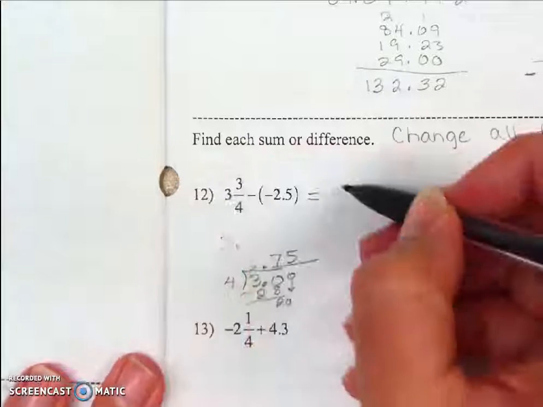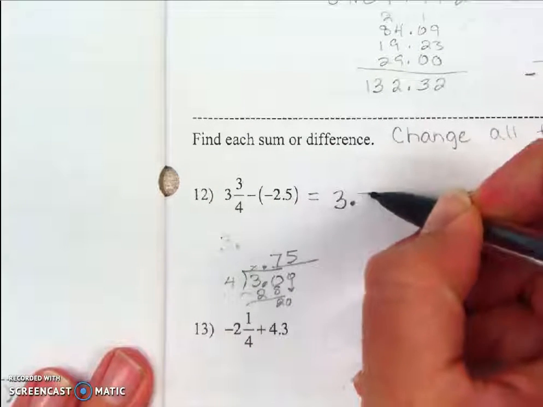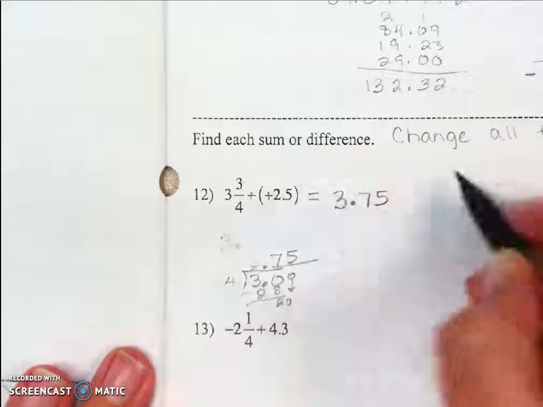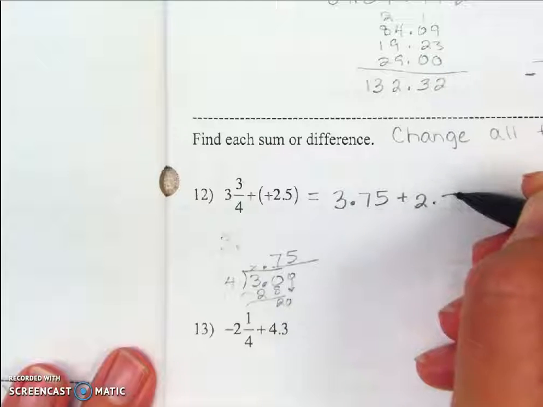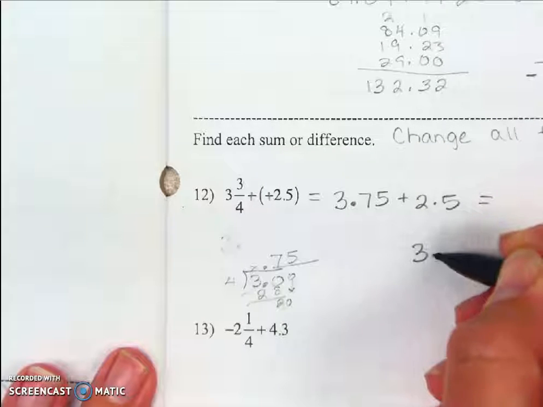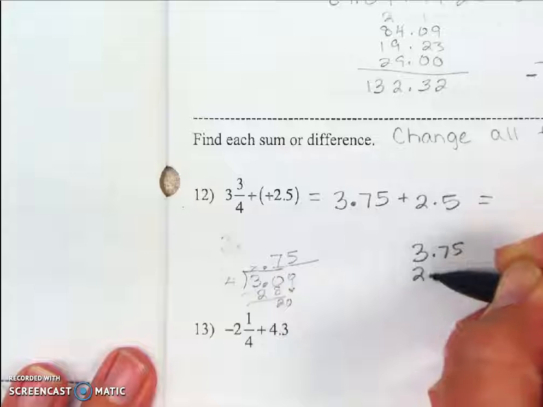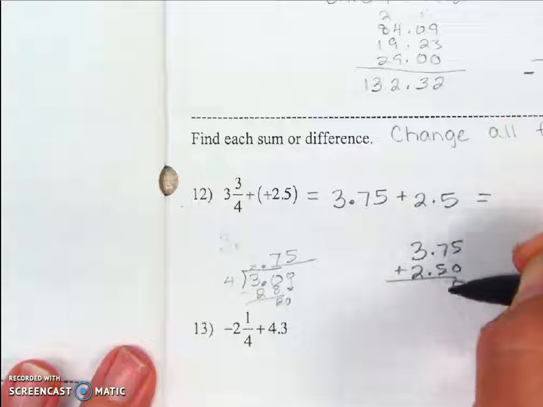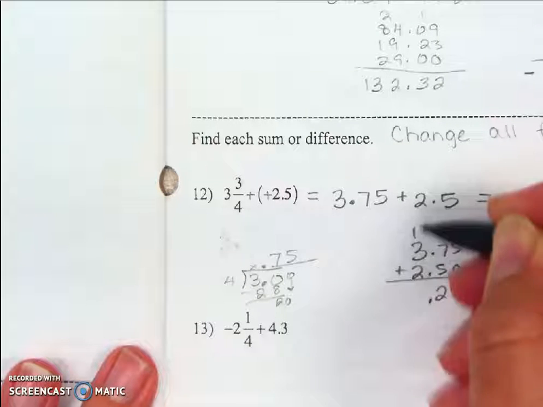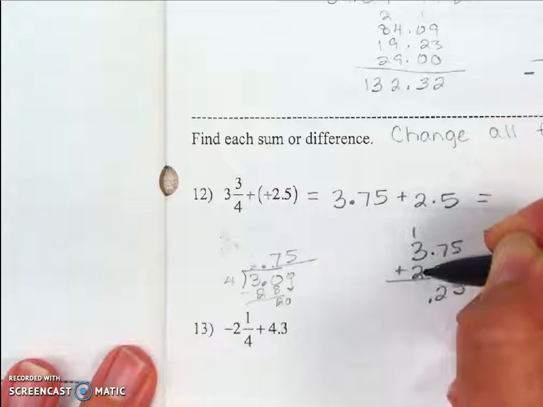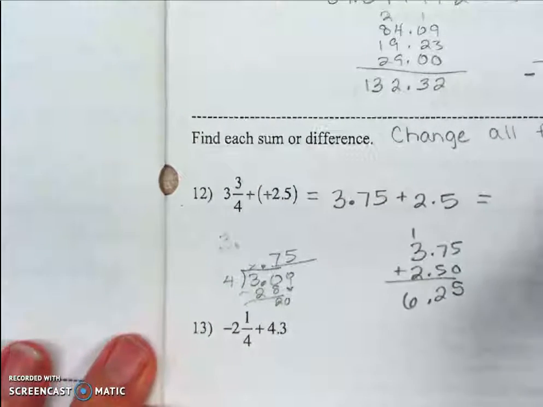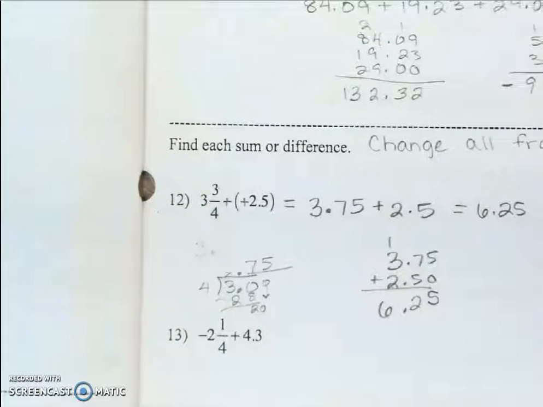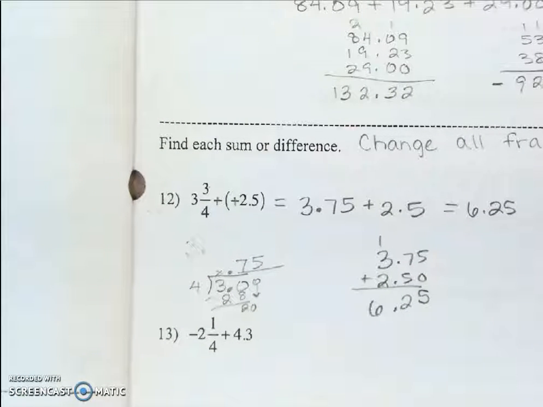So that means 3 3/4 can be rewritten as 3.75. Minus a negative means add the opposite. So we're going to add 2.5 to that. And so our overall answer is pretty simple to figure out after that part. We can add it up. 5 and 0 is 5. 7 and 5 is 12. Carry the 1. That's 4 and 5 and 6, so that would be 6. So we get the answer of 6.25. So my suggestion would just be change the fractions to decimals and then add or subtract.